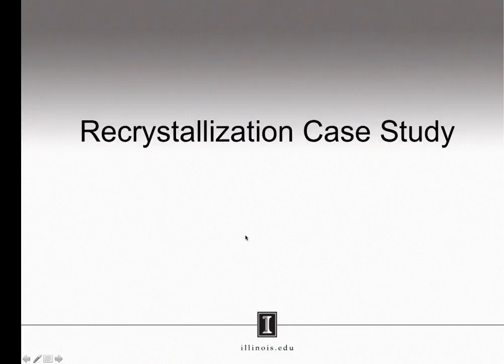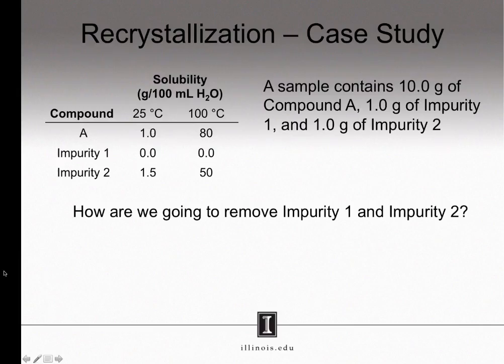Let's apply these ideas that we have learned to a case study. Let's say I give you a sample that contains 10 grams of compound A, 1 gram of impurity 1, and 1 gram of impurity 2. The solubility of A, impurity 1, and impurity 2 are listed here in this table. The question is, how are we going to remove impurity 1 and impurity 2?